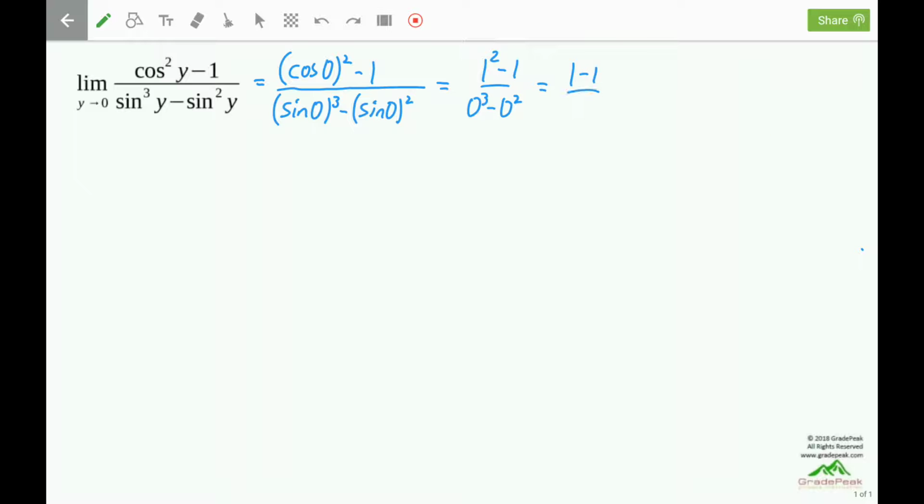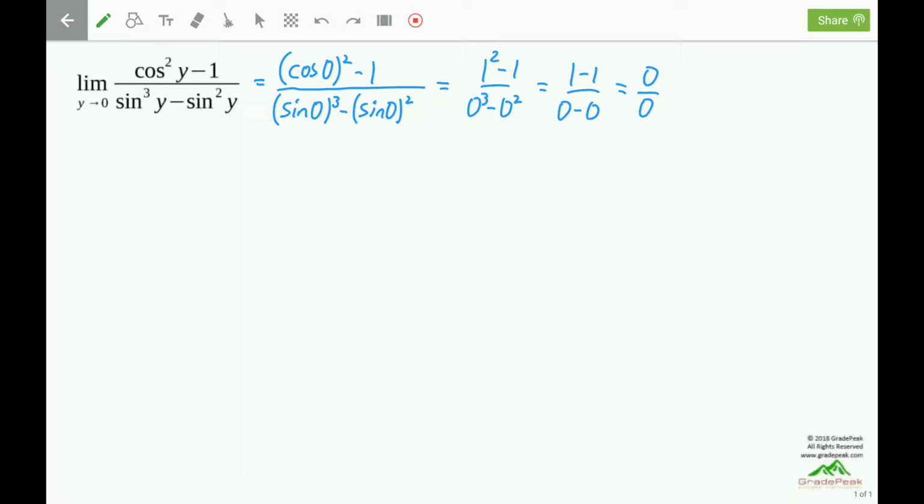1 squared is 1 minus 1. 0 cubed is 0 minus 0 squared is 0. 1 minus 1 is 0. 0 minus 0 is 0. We have the 0 over 0 indeterminate form. Trig functions can factor and cancel.